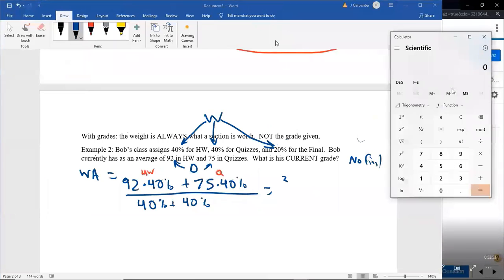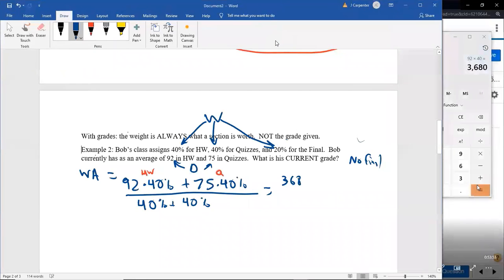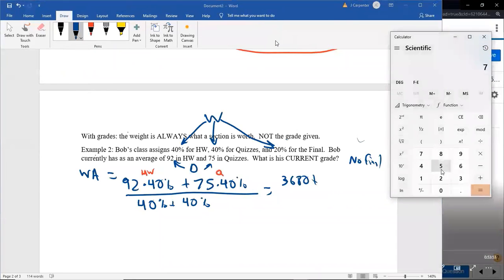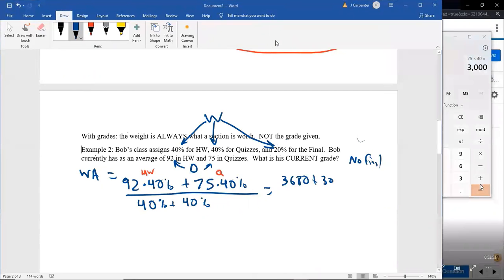So 92 times 40. You might say, but that says 40%. Shouldn't that be 0.4? We'll get to that in a minute. So we got that 3680 I mentioned, plus the 75 times the 40. So 75 times 40 is going to be 3,000. And then 40 plus 40 in the bottom is just 80.